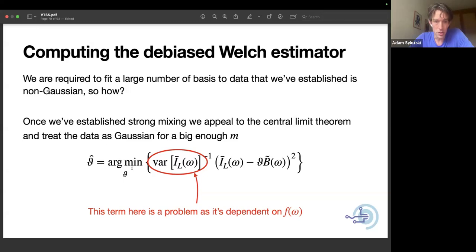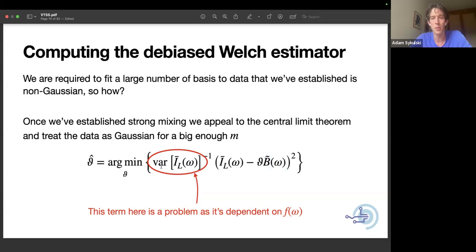So what we want to do, because it's impractical to fit all of these bases using Whittle's likelihood, there are too many parameters to estimate, but under the central limit theorem, we can feasibly do this using a reweighted least squares argument here. So here we've got our original Welch's estimator, and we've got some parameters we wish to estimate by fitting to these biased bases. So we're going to take the square difference, but we need to reweight somehow.